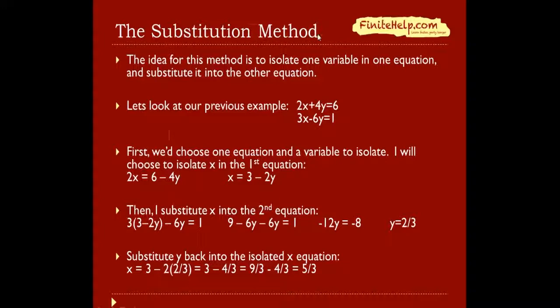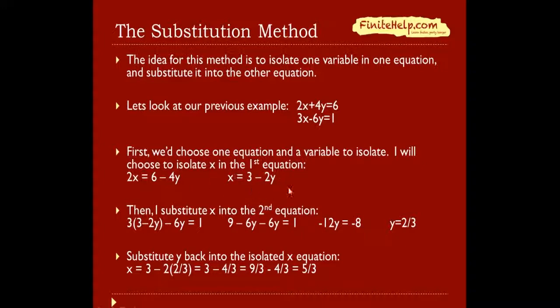The first method is the substitution method. The idea of this method is to isolate one of the variables in one of the equations and then substitute it into the other equation. So let's look at this example again. First we'll choose one of the equations and a variable to isolate. I'm going to choose to isolate x in the first equation. So here I move the y over and then I divide both sides by 2.